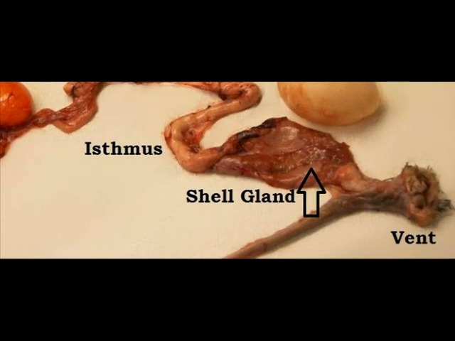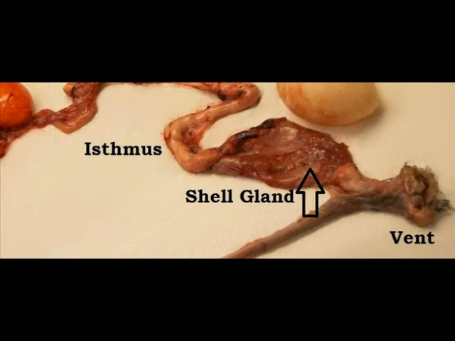The shell gland, also known as the uterus, makes the hard calcareous shell of the egg, which means that the shell is composed mainly of calcium carbonate. It takes about 20 hours for the eggshell to form. Once this process is complete, the shell gland will push the egg into the vagina.